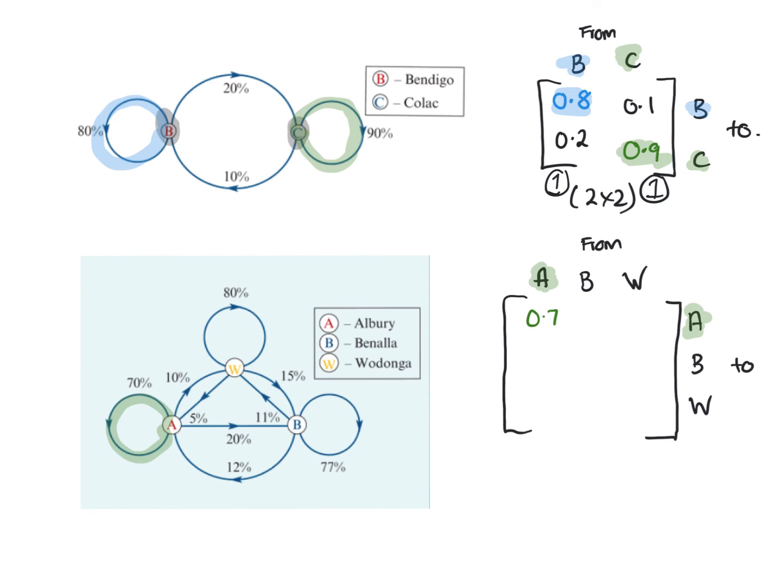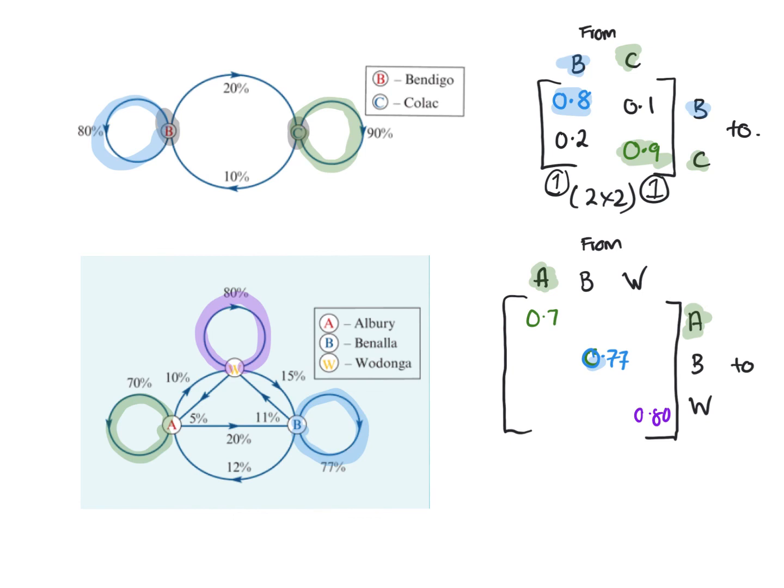If I look for the B to B, B to B would be down here. So I pop that one in, and that's 0.77. Okay, and I'll do this W to W, which is 80%. So that one would be down here, 0.80. I can't fill in the rest of the columns by using the add up to 1 trick because there's more than one gap. So I'm going to have to look at them.